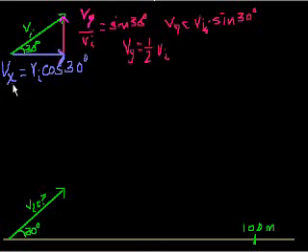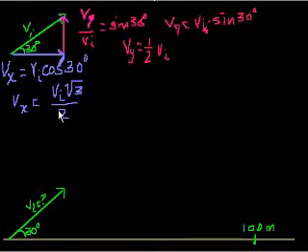And if you remember your 30, 60, 90 triangles, you'll remember cosine of 30 degrees is square root of 3 over 2. So V sub x is equal to V sub I times the square root of 3, all of that over 2.